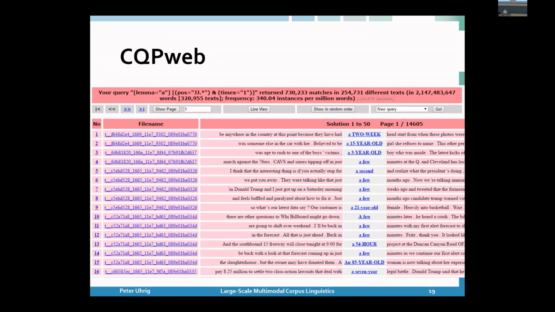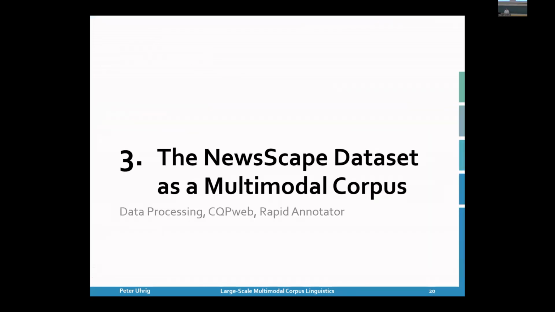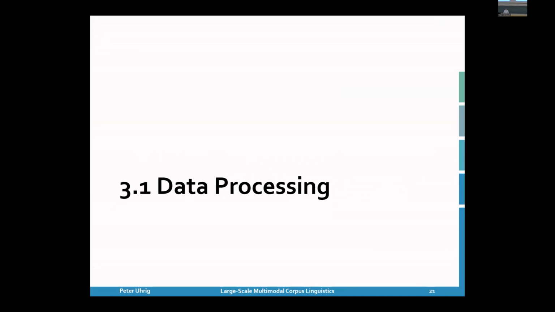So these are the results then. And you see that even though "a few" or something like that is not a time expression in itself, it's part of a time expression here, "a few minutes" and things like that. So that's why it's tagged this way. Okay, how do we get there? And that's basically the whole data processing aspect. I'm going to explain that for those of you who are interested in some of the slightly more technical details, and then we'll go to some applications.